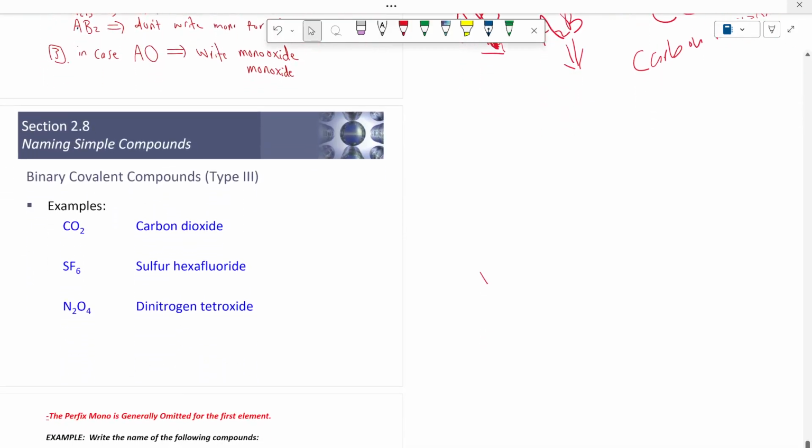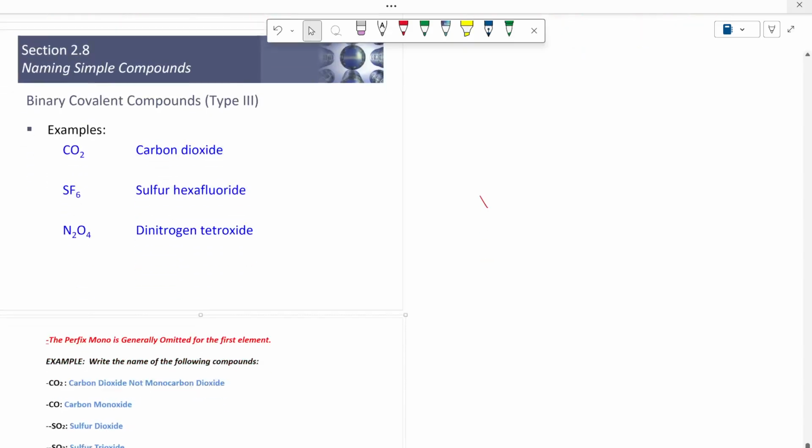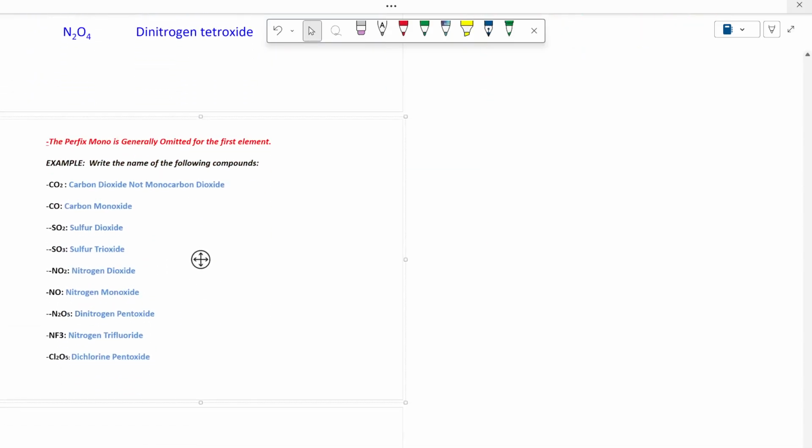Here we have some examples. CO2, carbon dioxide. SF6, this is sulfur, not monosulfur. According to point 1, mono is not written if the subscript of the first element is 1. We don't write mono at all. So this is sulfur, hexa from 6 from the table, hexafluoride. N2O4: 2 is di, so this is dinitrogen, 4 is tetra, oxide, dinitrogen tetraoxide.